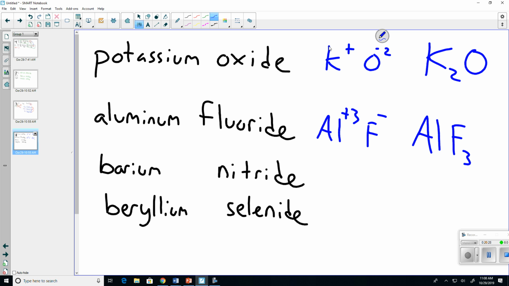Barium nitride. Barium was a +2. Nitrogen's a -3. Now in this particular one, I would probably do more of the cross and drop method. Take the charge, make it the subscript for the other thing. Because the first two I thought were a little bit easier. A +1 needs 2 of those. A -1 needs 3 of those. So, Andrew, barium nitride, what's the formula? Ba3N2.